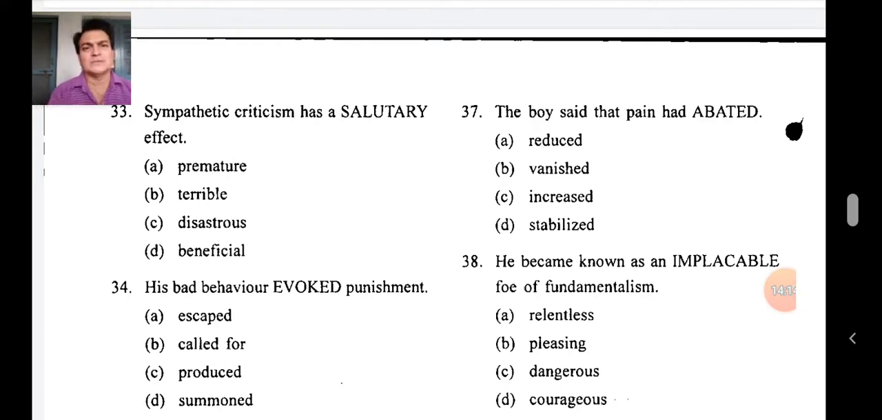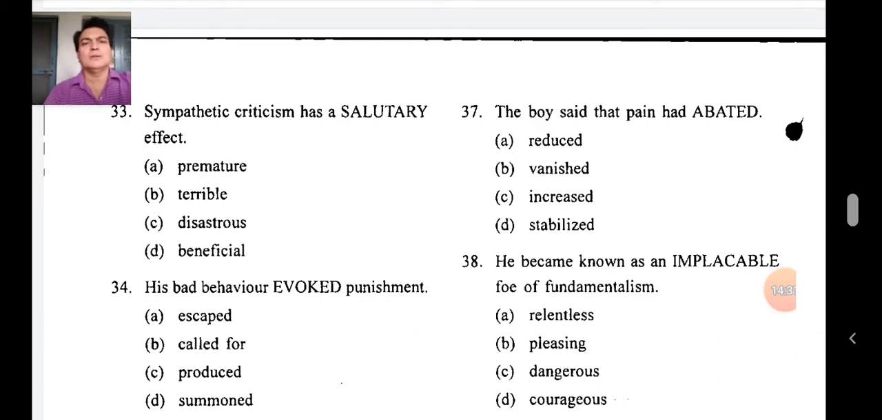Probably here the phrase is "called for." Now, escaped, called for, produced, summoned, and called for. His bad behavior called for punishment. Because of his bad behavior, one should punish him. So it evokes punishment, called for punishment.